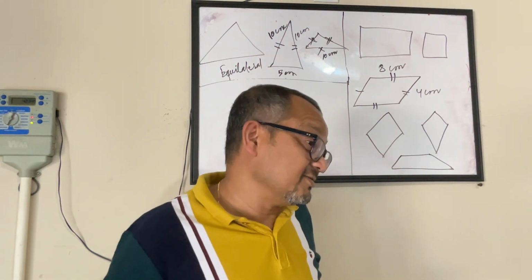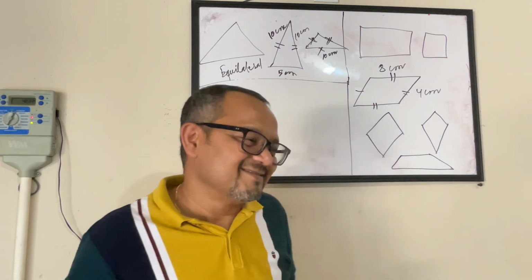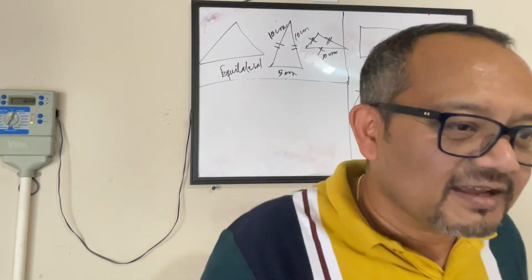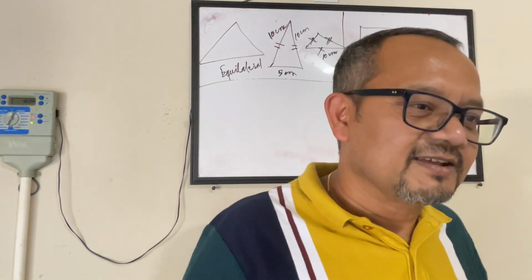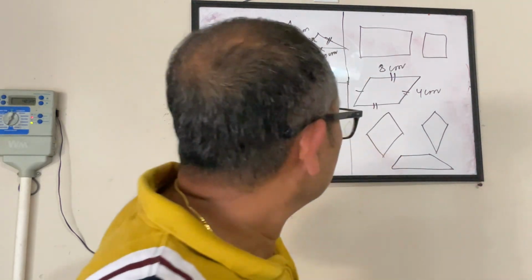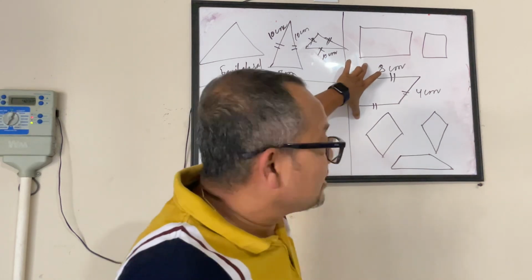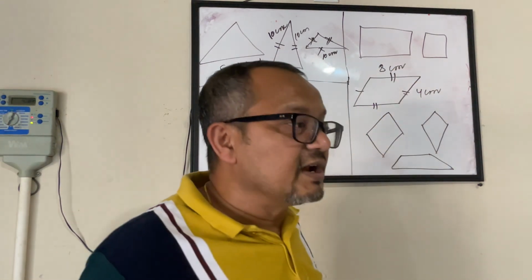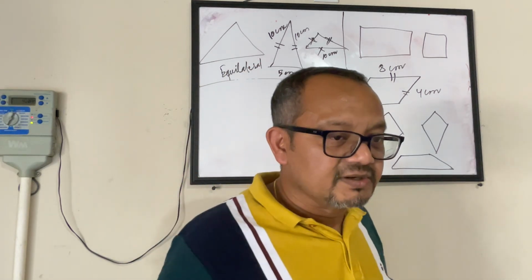But I'll ask how. I will also ask how. 8 plus 4. Yes, Alni, tell me. Sir, I cannot see the length. Okay, this is a parallelogram. This length is 8 centimeter. This is 4 centimeter. Tell me what is the perimeter of that one.